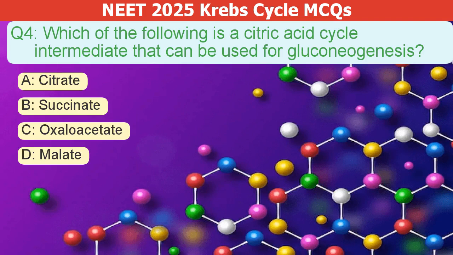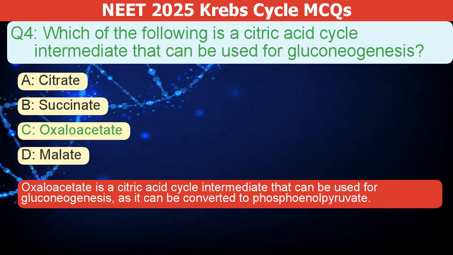Which of the following is a citric acid cycle intermediate that can be used for gluconeogenesis? A. Citrate. B. Succinate. C. Oxaloacetate. D. Malate. The correct answer is C. Oxaloacetate is a citric acid cycle intermediate that can be used for gluconeogenesis, as it can be converted to phosphoenolpyruvate.